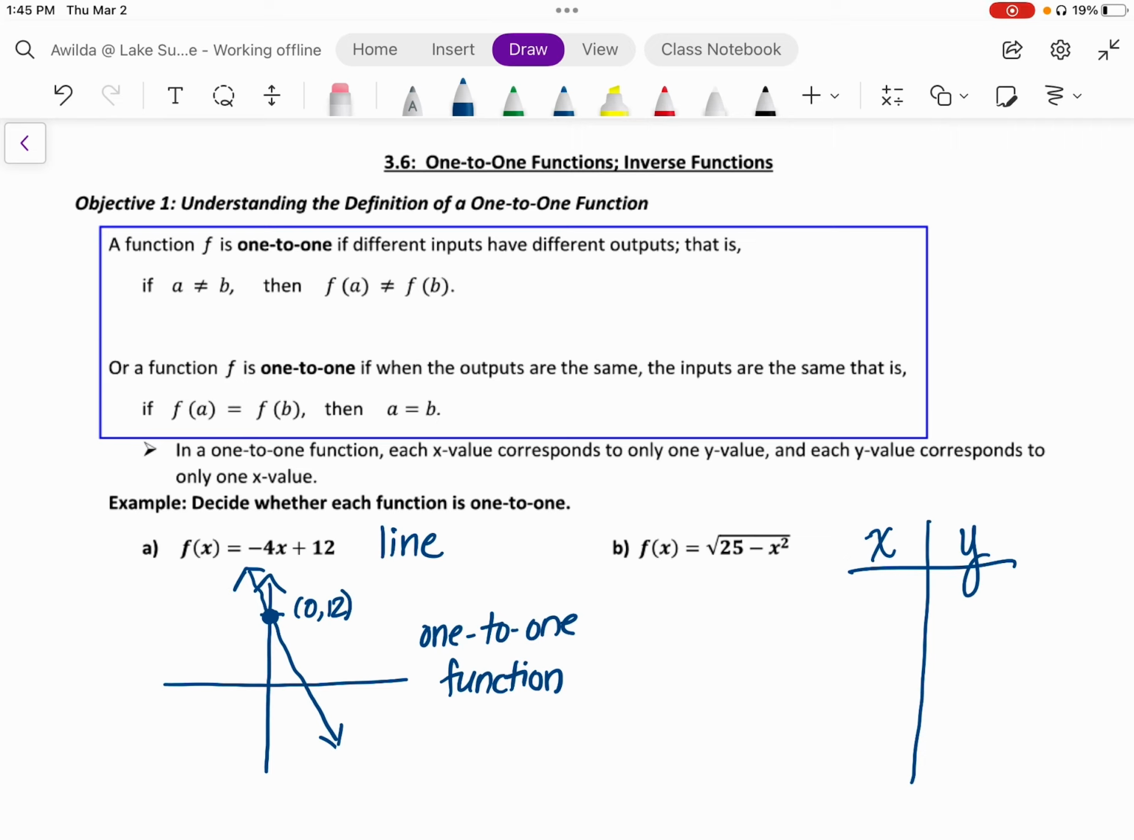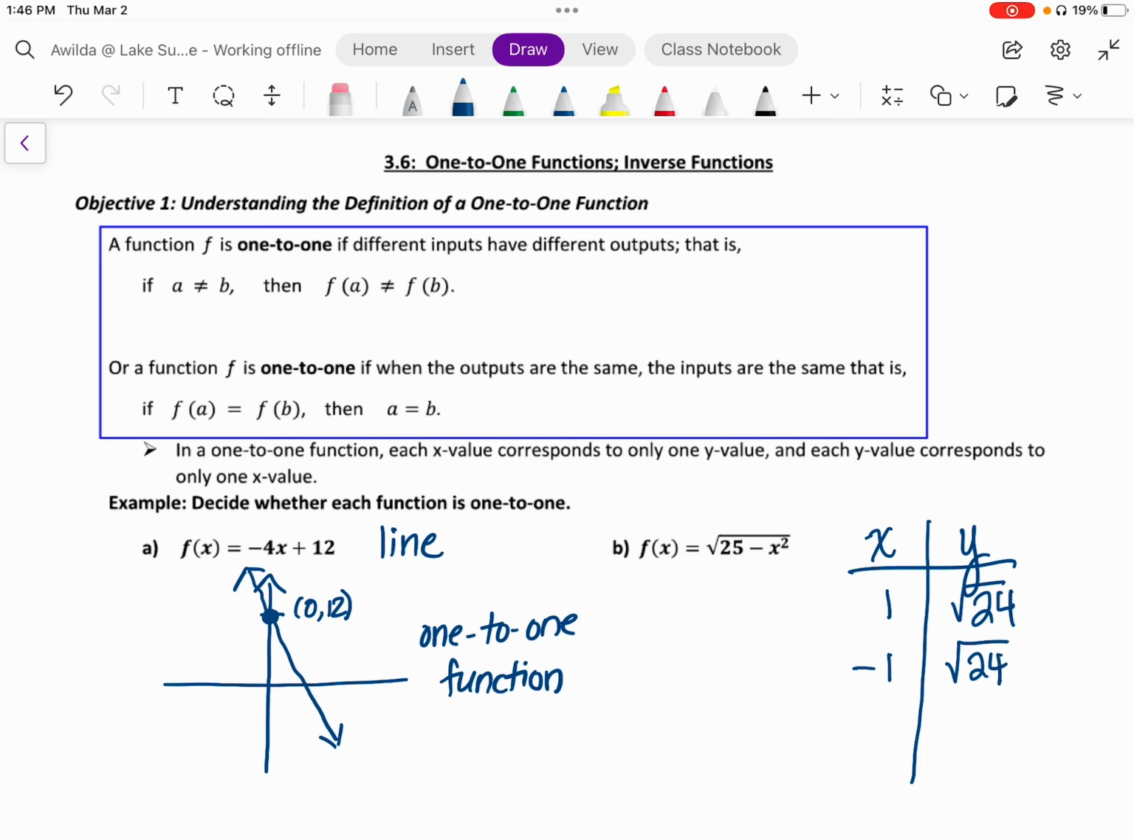Let's say, for instance, that x is equal to 1. When we substitute 1 in for x into the rule, we see that f of x is equal to the square root of 25 minus 1 squared, or the square root of 24. Now we can simplify this further, but let's just keep it in this unsimplified form for now. Now let's say, for instance, that x is negative 1. We see that by substituting negative 1 into the rule for f of x, we get the same y value.